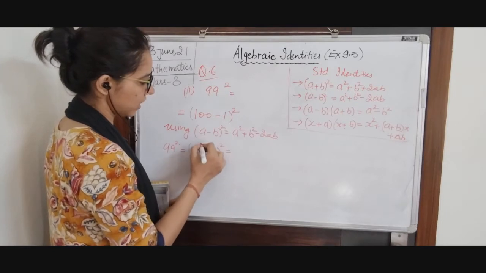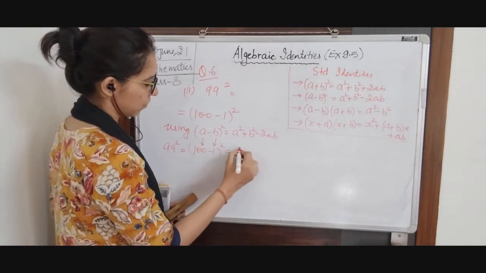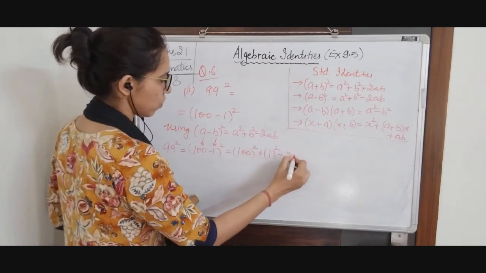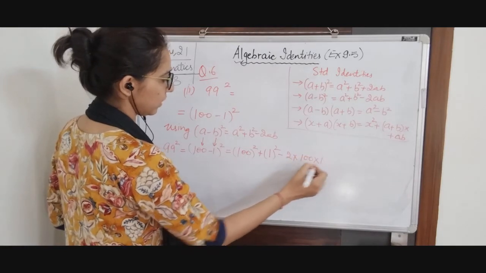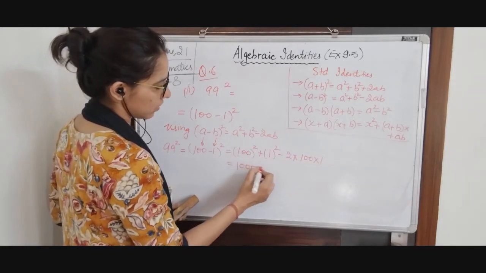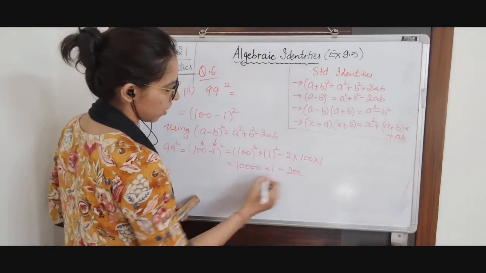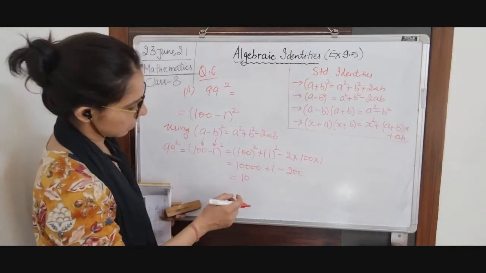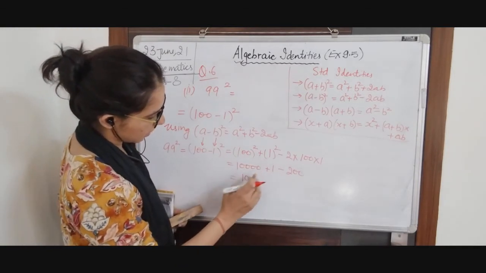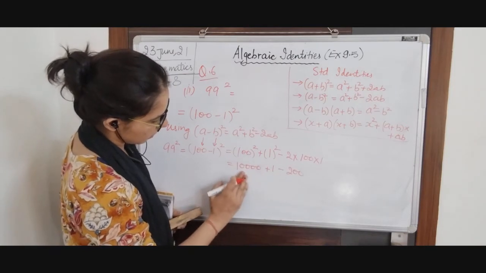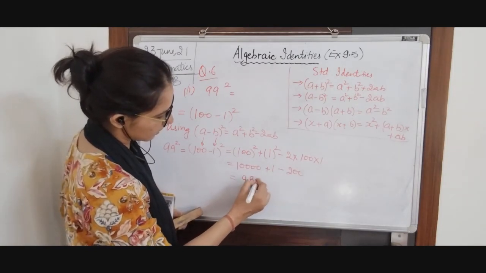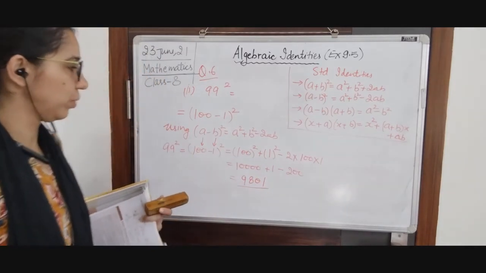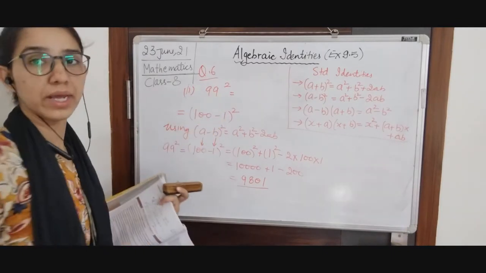So our 99 square, which we wrote as (100 - 1) square, will be equal to first term square, 100 square, plus 1 square minus 2 into a, that is 100, into b, that is 1. It will be equal to 10000 plus 1 minus 200. Minus 200 will give us 9800 plus 1, which means 9801. This is going to be the square of 99.